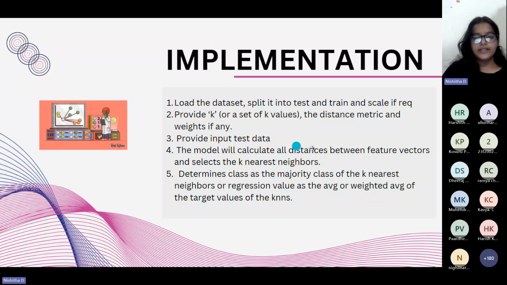It'll calculate all the distances between all the feature vectors, and then it will select the k smallest distances or the nearest neighbors, and then it will determine the class of the test data point according to the majority class of those k nearest neighbors. And if you're going to do a regression task, then it will take the average, or if you have weights, the weighted average of the target values of those nearest neighbors. Okay, so that's how it'll do. That's the gist of the code implementation. So for classification, it'll take the majority class, but for regression tasks, it'll take the average of all the target values of those k nearest neighbors, or the weighted average if you give weights. You can give weights to give more importance to the ones nearby.